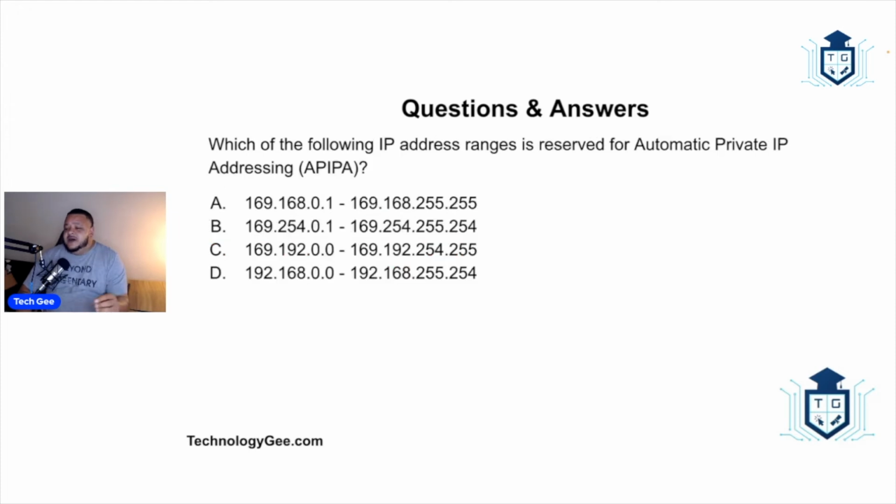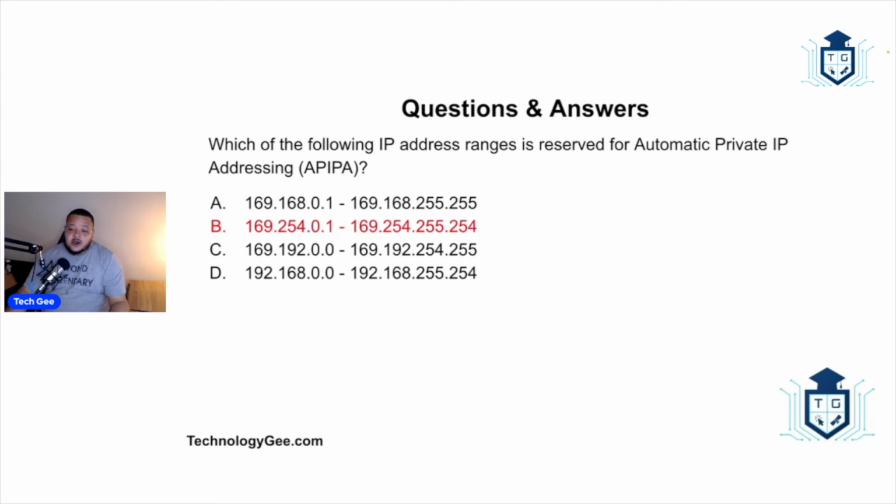Which of the following IP address ranges is reserved for automatic private IP addressing, which is known as APIPA? This will be 169.254.0.1 through 169.254.255.254. So what is APIPA?